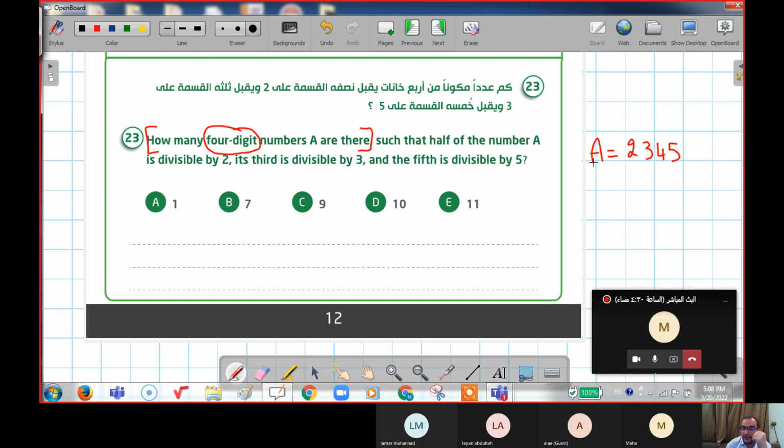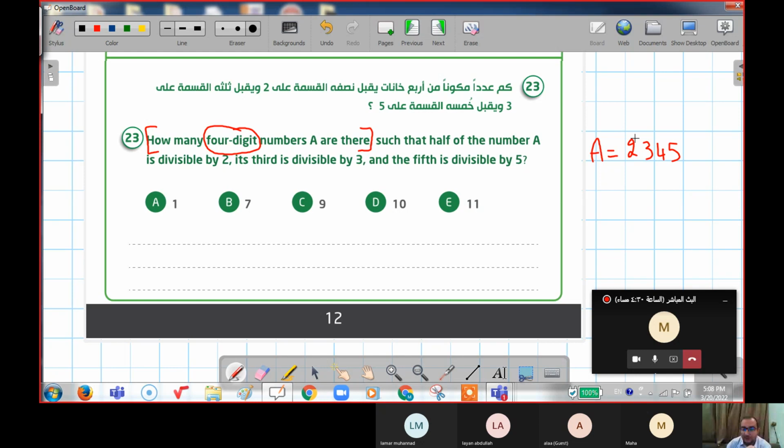This is a number. We have 3 conditions. Such that what? When they say such that or so that, we start by the condition, in any question, of course. So he says now, such that or so that what?